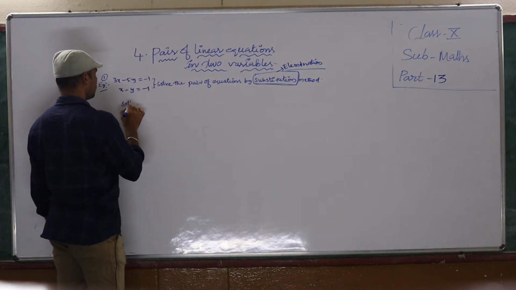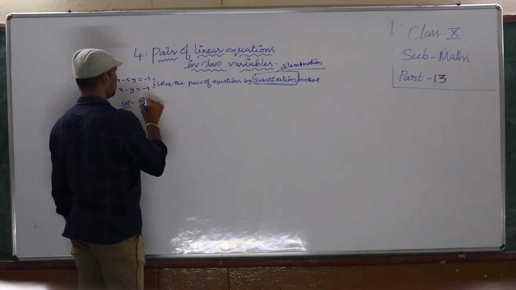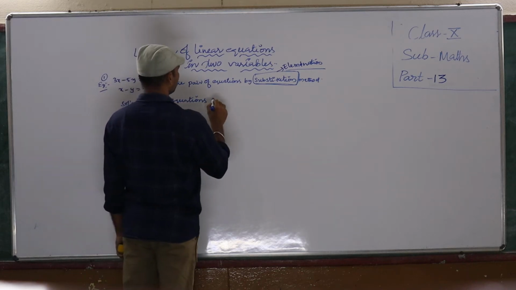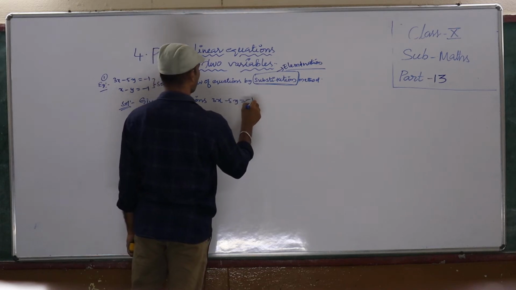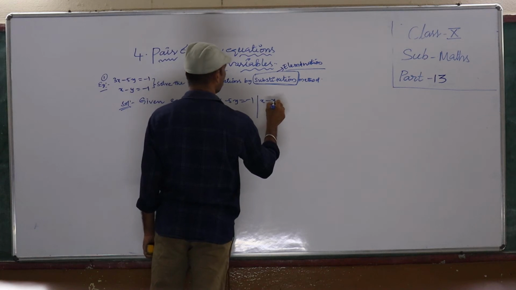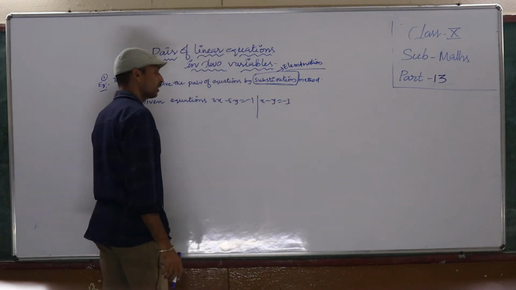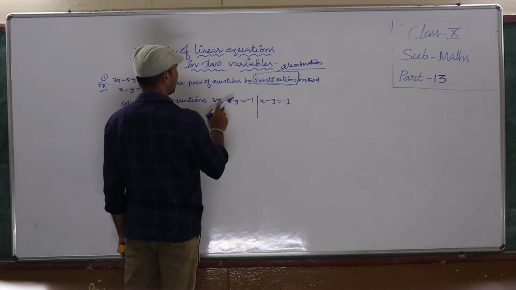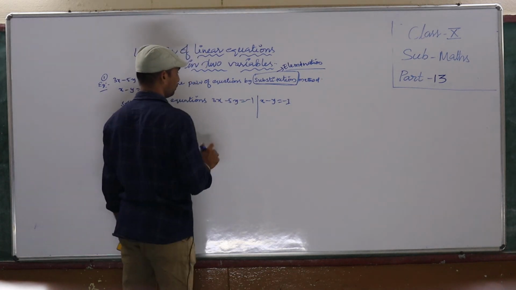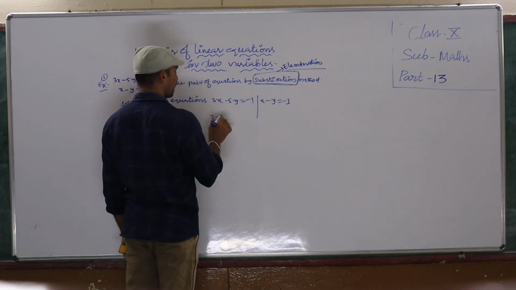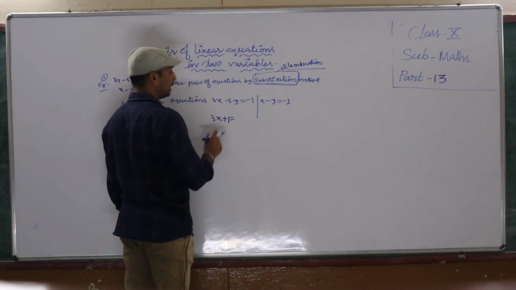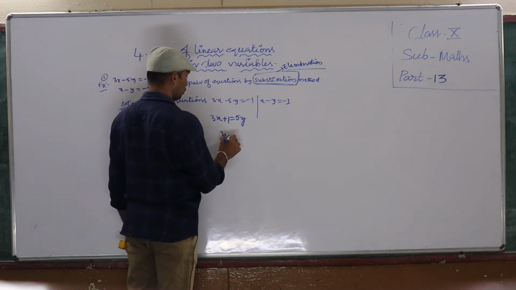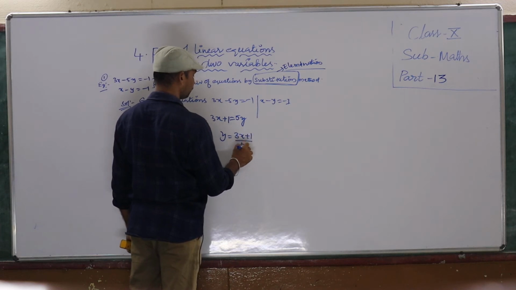Right, so here, the given pair of equations: 3x minus 5y is equal to minus 1, x minus y is equal to minus 1. From the first equation we should find out the y value or x value as we wish. So I am finding the y value. 3x, this minus 1 transposed to the left side becomes plus 1. Minus 5y becomes plus 5y. Then y is equal to 3x plus 1 by 5.